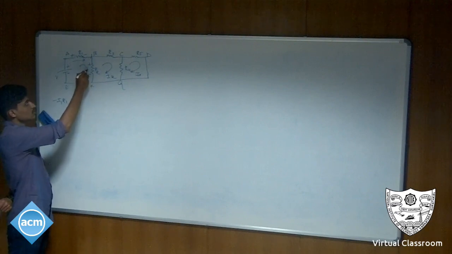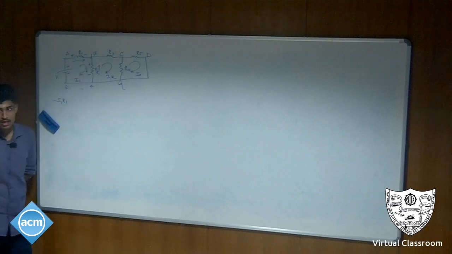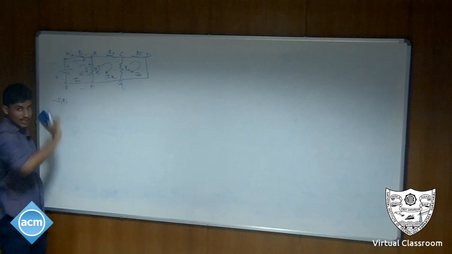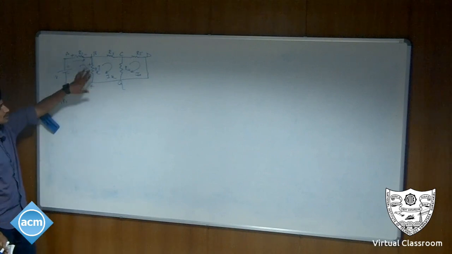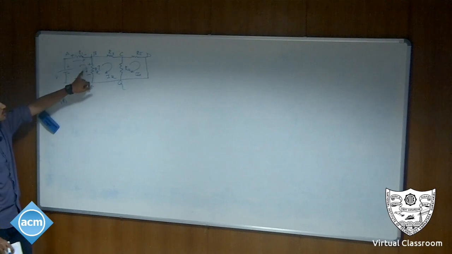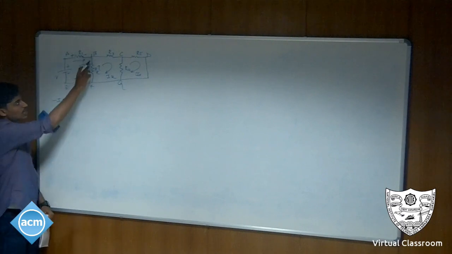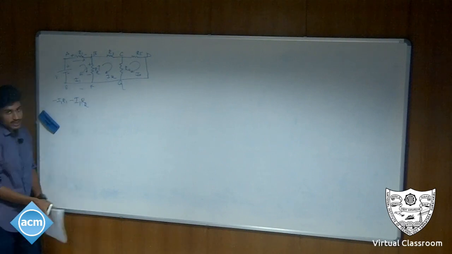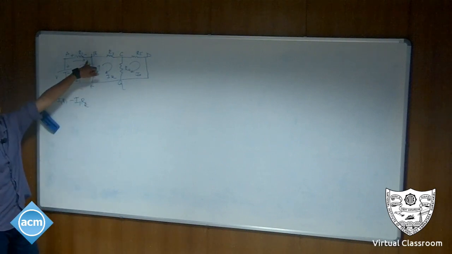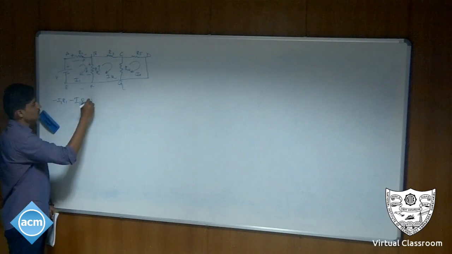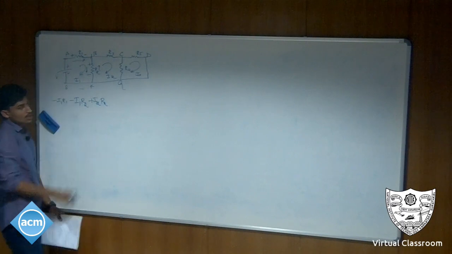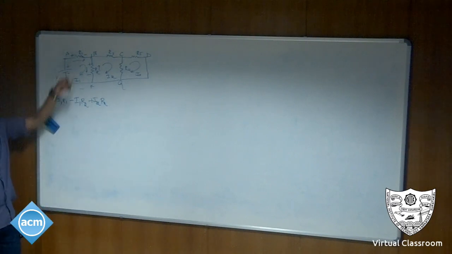One is flowing with I2, one is flowing with I1. I assume my sign in this loop, I'm moving in this direction, so I assume the plus minus. If I move down like this, with respect to I1, it's dropping, so I write it as I1 R2. But with respect to I2, it's moving from negative to positive, right? So I put it as plus I2 R2. And then, if you come here, the voltage source is from minus to plus, so it's plus V.